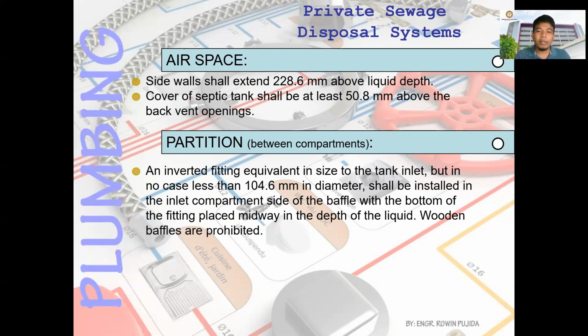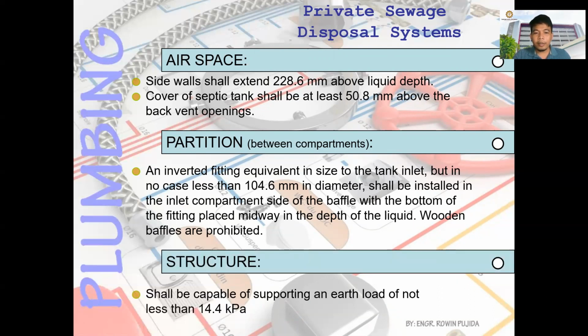Wooden baffles are prohibited. So as I discussed, you have the invert of the inlet, so lowered for the partition. The next pipe there is lowered 50 millimeters from the outlet invert. Okay. So next is the structure.